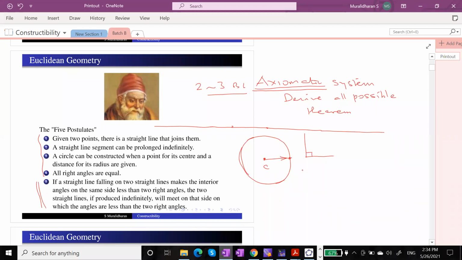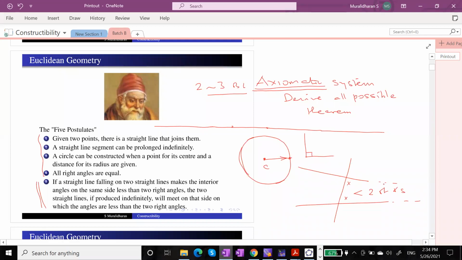What they are saying is that suppose I have 2 straight lines and another line meeting those lines. And if the sum of these 2 angles is less than 2 right angles, then these 2 lines are supposed to meet on that side. If I extend them sufficiently far, they should be meeting on that side. So this is what is usually called the parallel postulate.